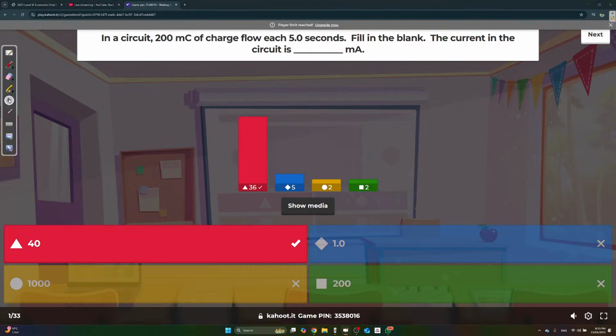If you didn't know how to do this, okay, they gave you Q, they gave you T, they want you to find the current I. So remember, I is equal to Q divided by T. So it's going to be 200 divided by 5, which is equal to 40. Usually you would convert this back into coulombs, right? But what do they want it in? Milliamperes. So since they want it in milliamperes, you keep it in terms of millicoulombs. Okay, so the answer is 40 milliamperes. Okay, next, guys, next.